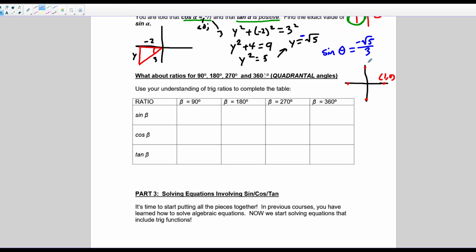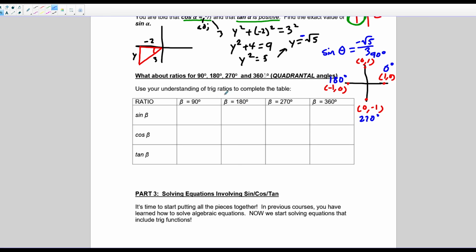This would be (1, 0). This is (0, 1). This is (-1, 0). And this is (0, -1). We know that this starts at 0 degrees. This is 90 degrees, 180 degrees, and then 270, and then we go all the way back to 360.